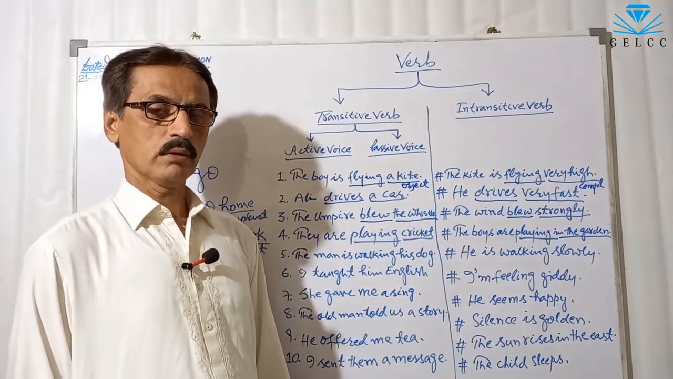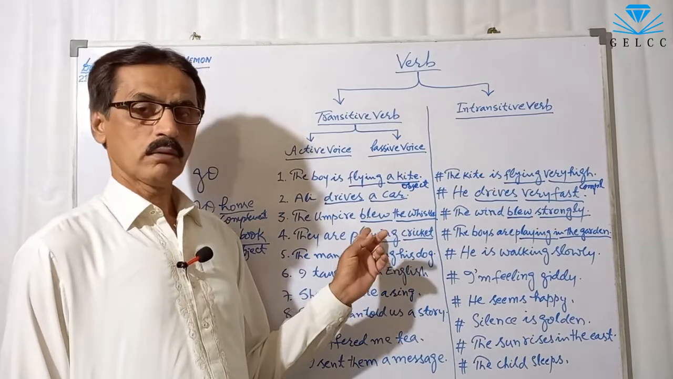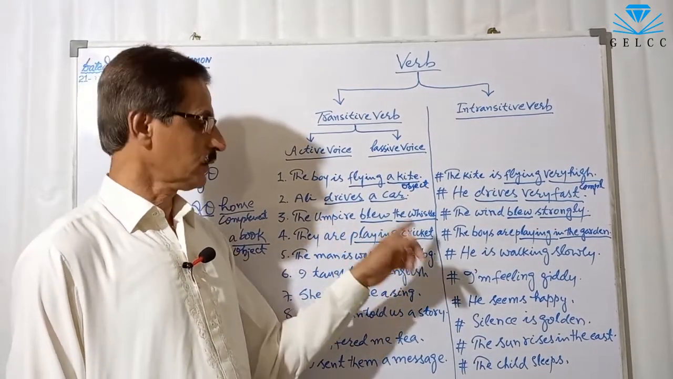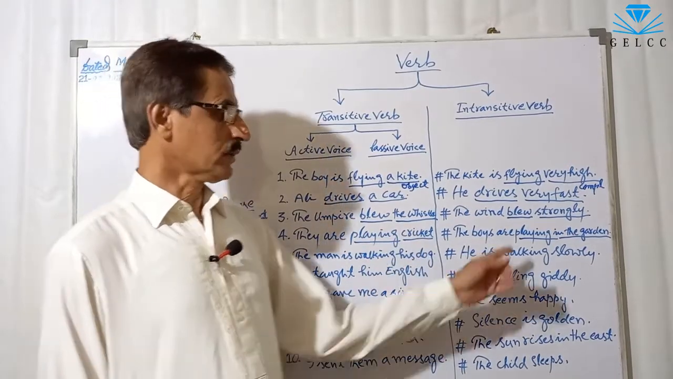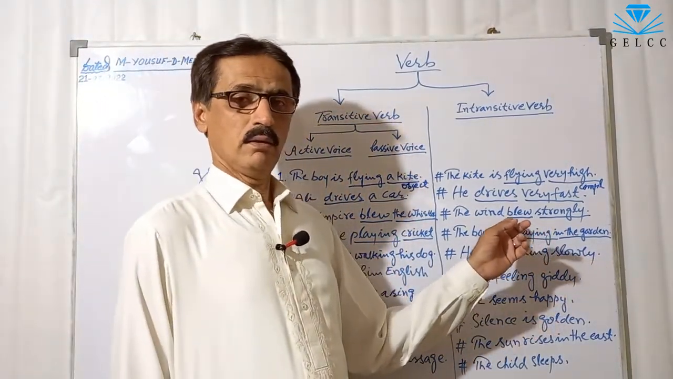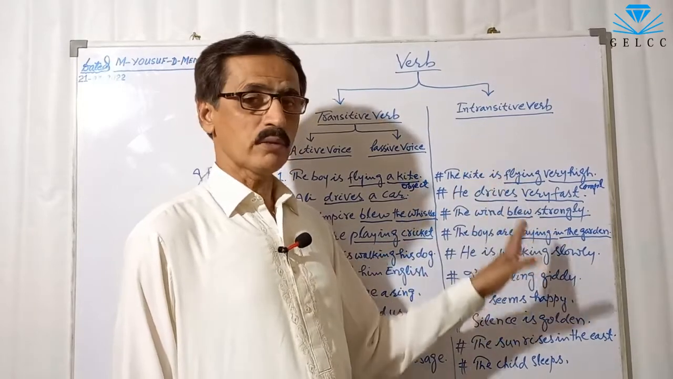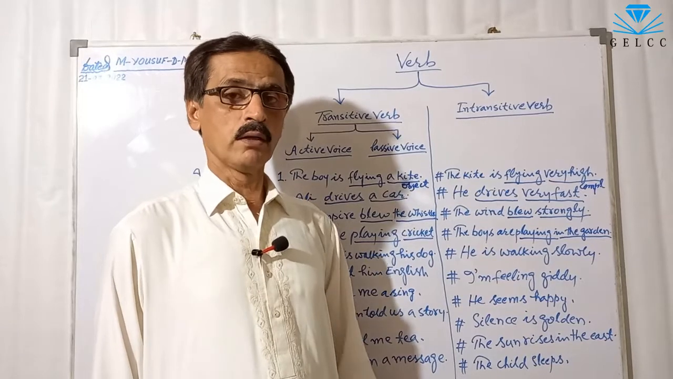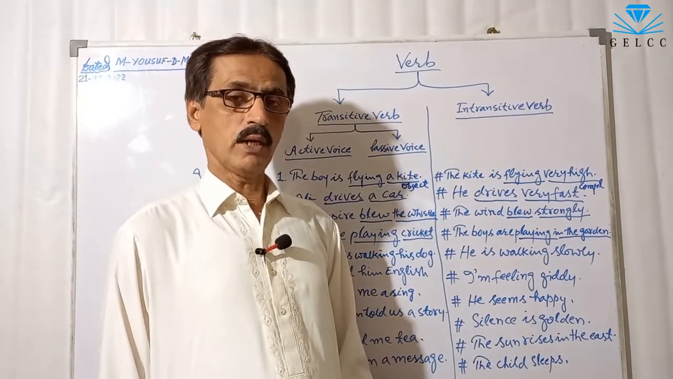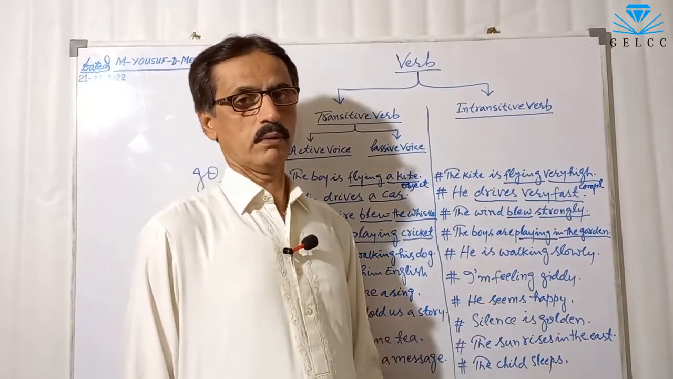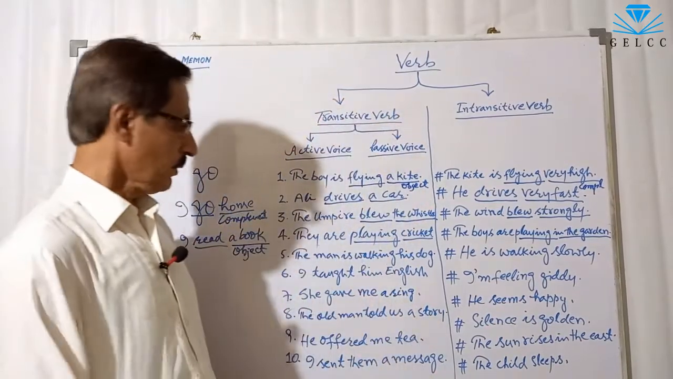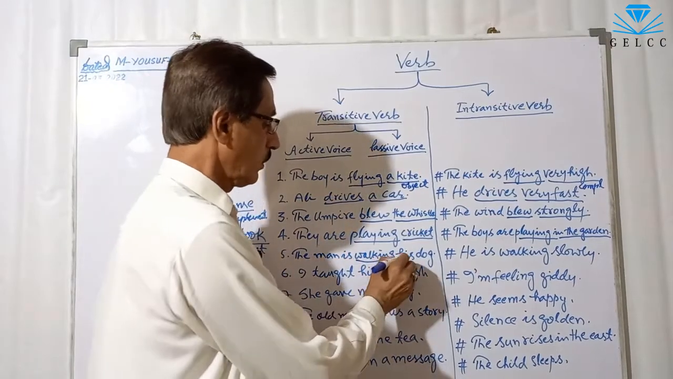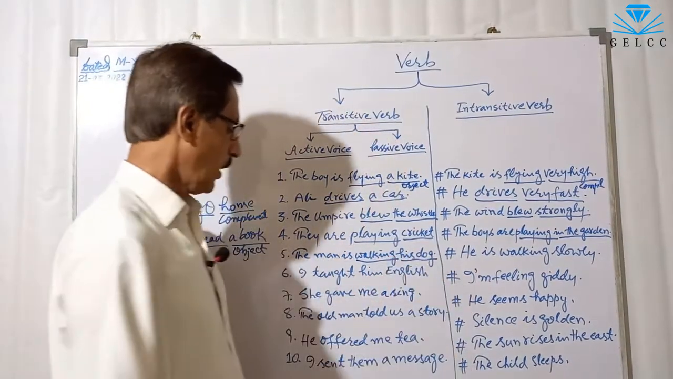We have to ask the question with what. The answer of what will be the object. But if we want to find out an intransitive verb, we have to ask the question with how, when, where. The answer of these questions will be complement. Keep this in mind.